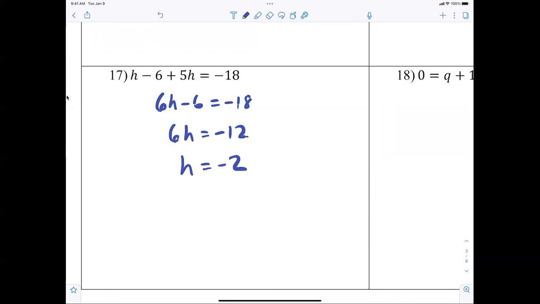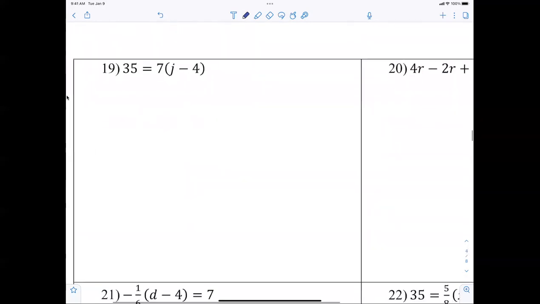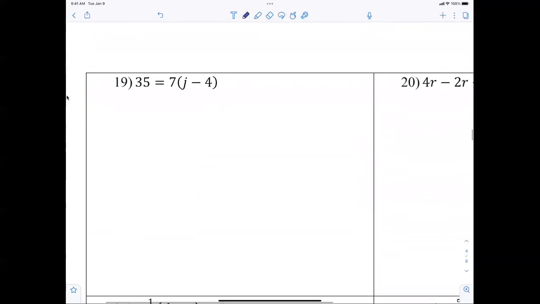All right, I'm pretty happy. So far, so good. 19. What can I do here, Mikey? Now, does everybody agree we could distribute the 7? But because we are brilliant, we can notice what about the 35 and the 7? To make the problem easier, I can actually divide by 7 first.